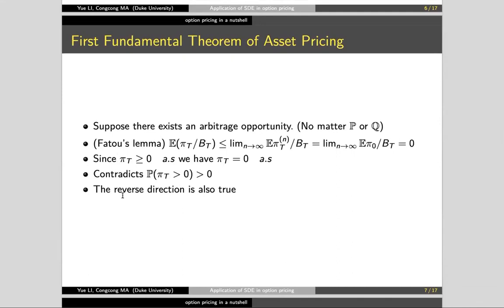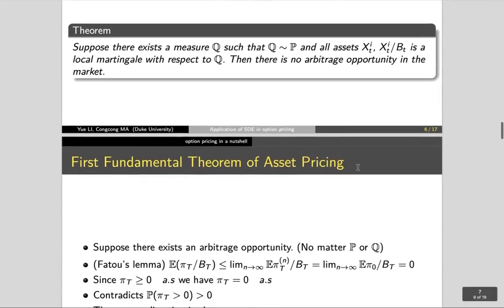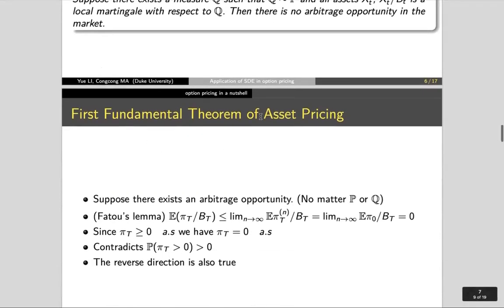And I want to note that the reverse direction of this theorem is also true, meaning that given the market model, if this market does not admit any arbitrage opportunity, then there must exist a measure Q such that X_t divided by B_t are all local martingales. And this is called the first fundamental theorem of asset pricing.